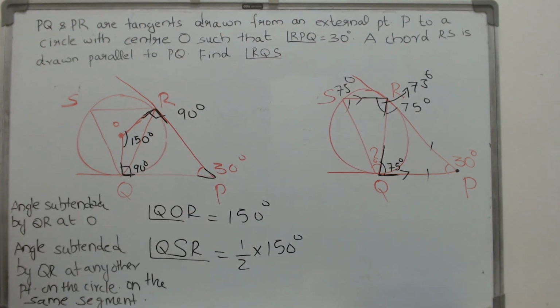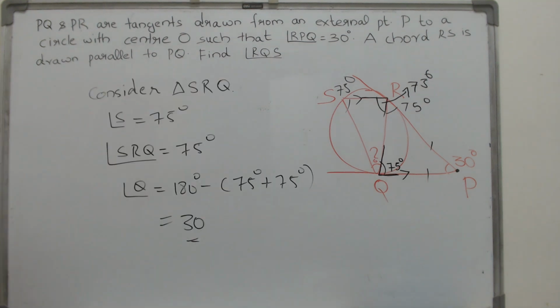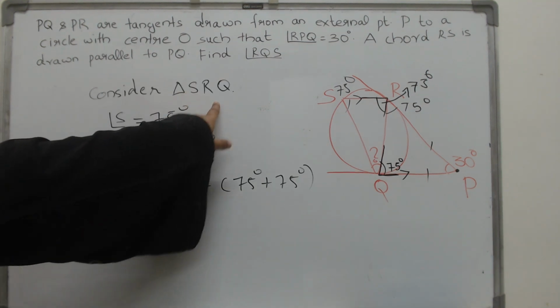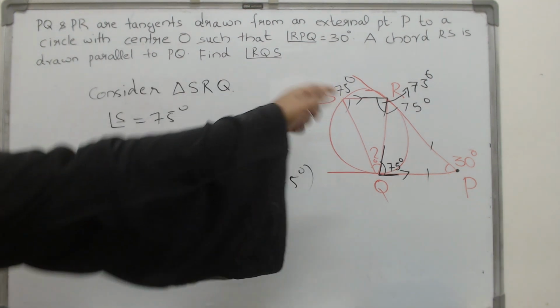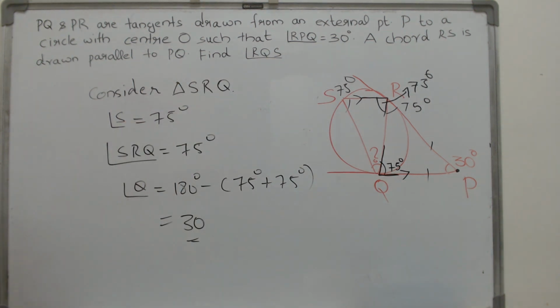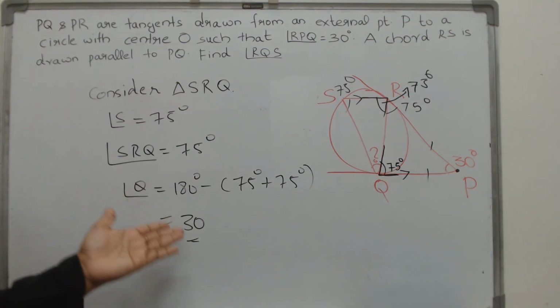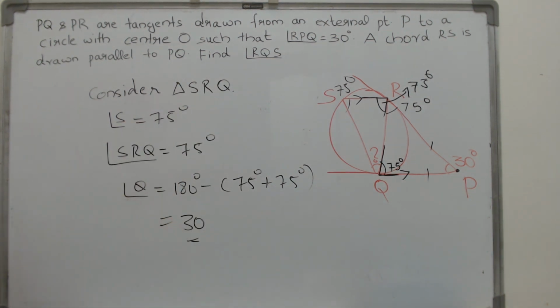Now we have got the answer, right? So consider the triangle SRQ. You have found that this angle is 75, the other angle is 75. That means the third angle is what? 30 degrees. That is the answer that we are looking for.